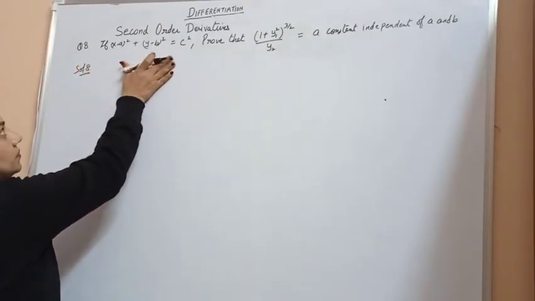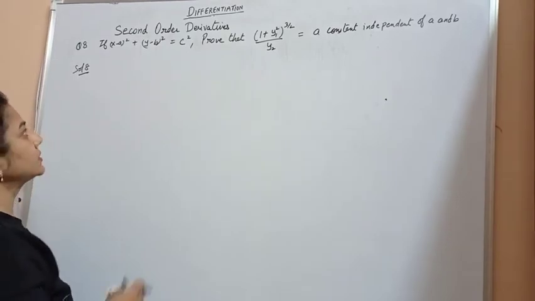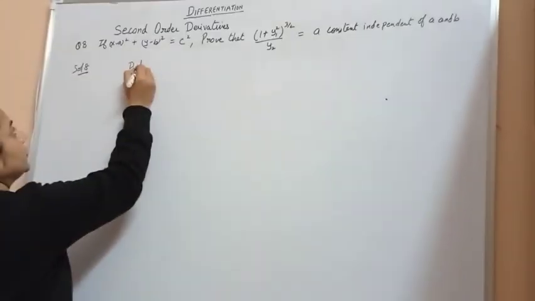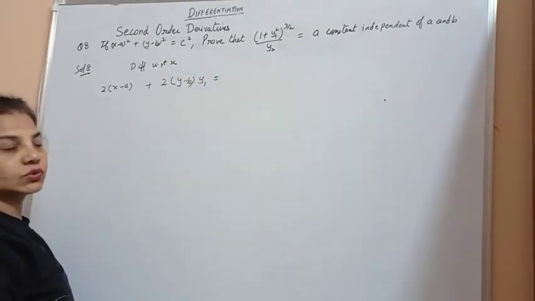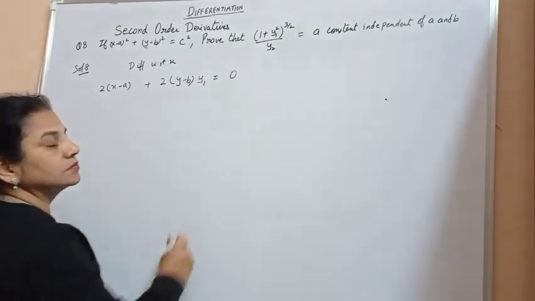This is my function. Differentiate with respect to x. The x minus a whole square becomes 2 times x minus a into the derivative of x minus a, which is 1 only, plus 2 times y minus b into the derivative of y minus b, which is y1, and the derivative of c square, a constant term, is 0.